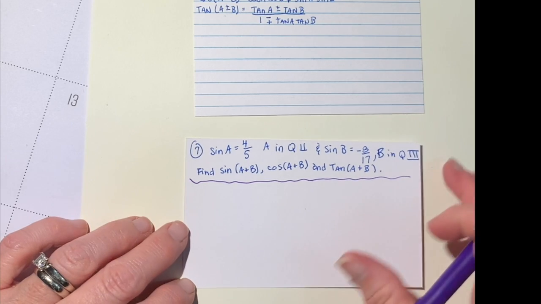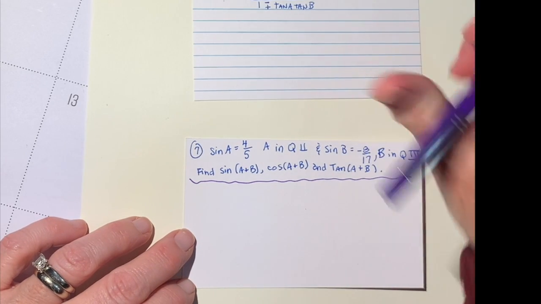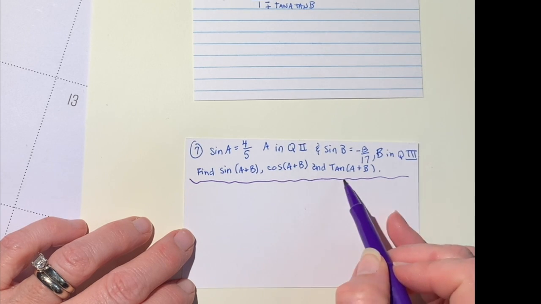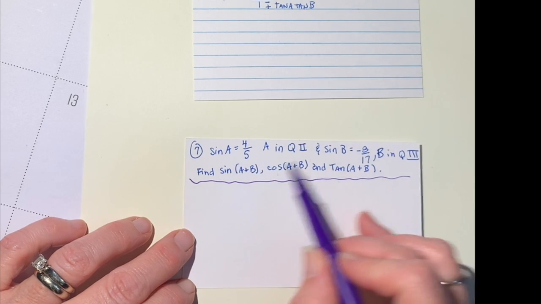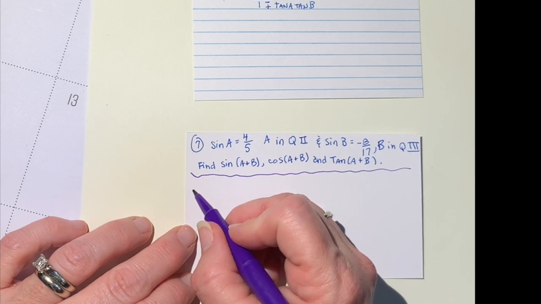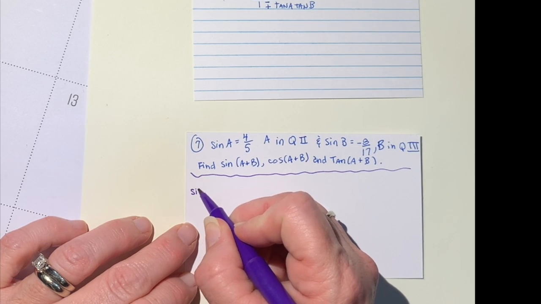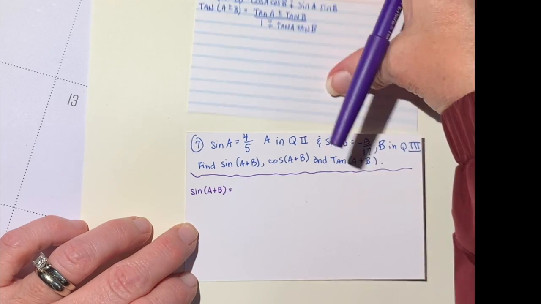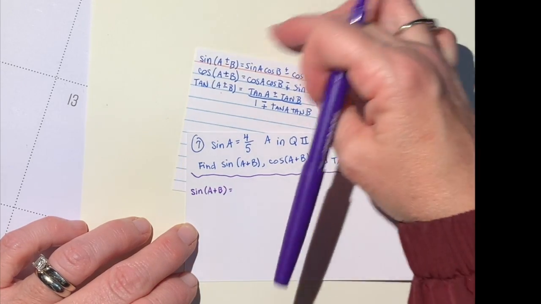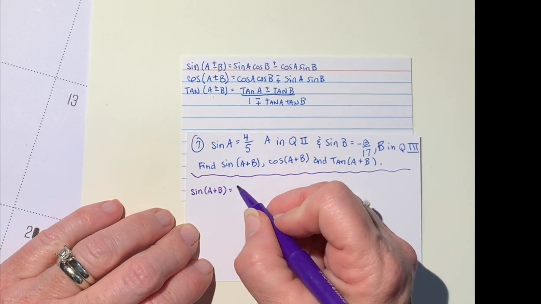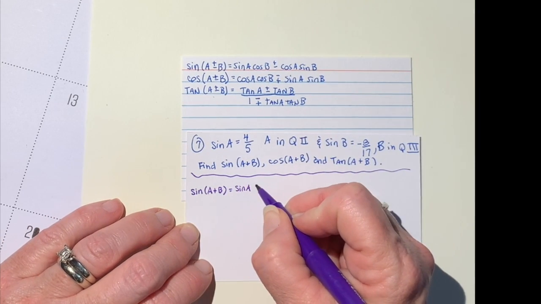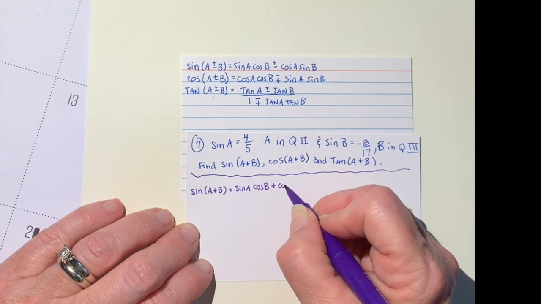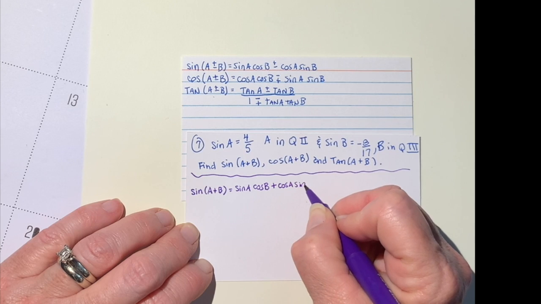Okay, this is question 7. This one's going to be a little lengthy just because I have to go through the sine and the cosine and the tangent of the sum of the 2 angles A and B. So again, I'll start with sine. From my formula card, find the sine of A plus B. So sine of A plus B, remember, is sine A cosine B, so sine of the first angle, cosine of the second angle, plus cosine of the first angle, sine of the second angle.